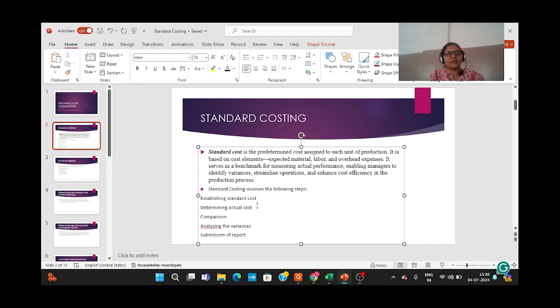How much actual cost has been incurred? After that we compare standard cost with the actual cost, and after comparison we derive the variances and classify them into favorable and unfavorable variances. First of all, we establish the standard cost, determine actual cost, compare the cost, and after that we determine the variances and analyze whether the variances have been favorable or unfavorable. And on the basis of that, we submit the report.